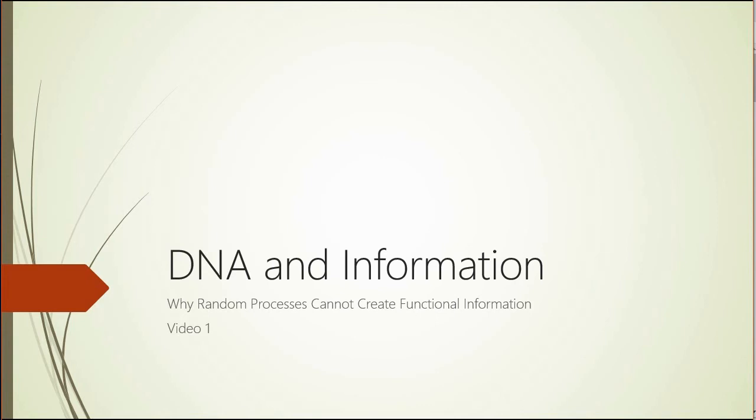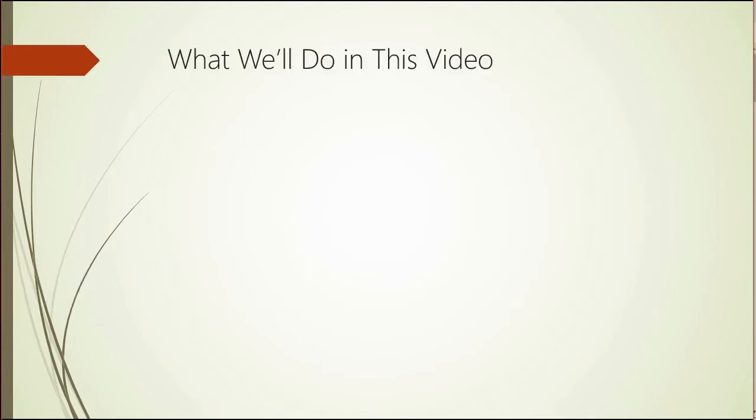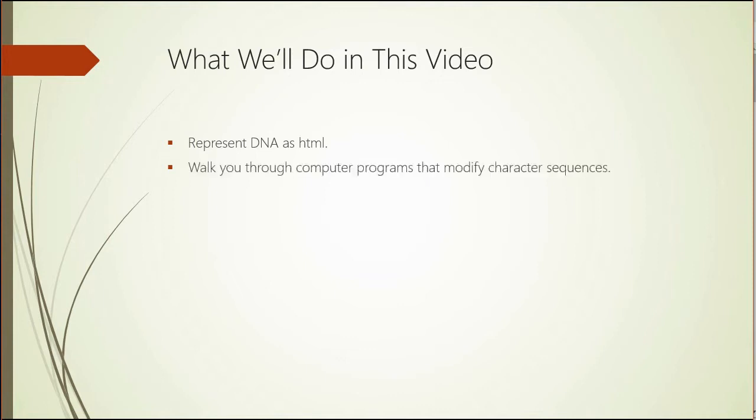Hello, this video is about DNA and information and why random processes cannot create functional information. It's the first video in the series. What we'll do in this video is we'll represent DNA as HTML. Now, HTML is a kind of a computer programming language that helps us see things within a browser.